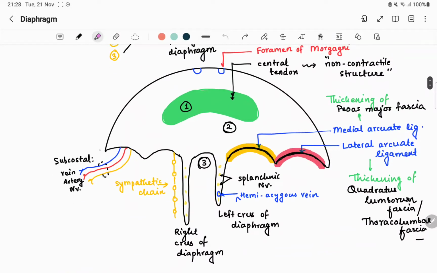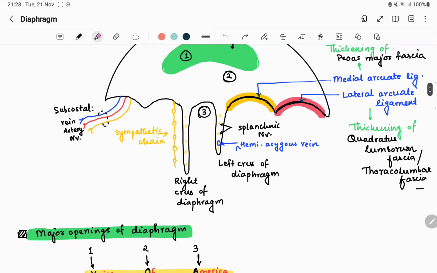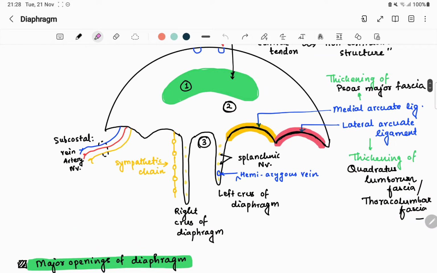Then we have the medial arcuate ligaments on this side, which are the thickenings of the psoas major fascia. And the lateral arcuate ligaments are present on this side and on this side, where there is a thickening of the quadratus lumborum fascia. There is a thoracolumbar fascia, and the thoracolumbar fascia forms a lateral arcuate ligament. We talked about this in your abdomen also.